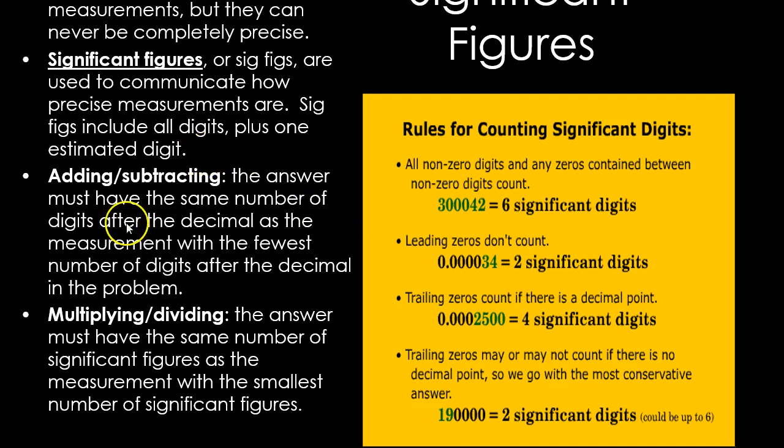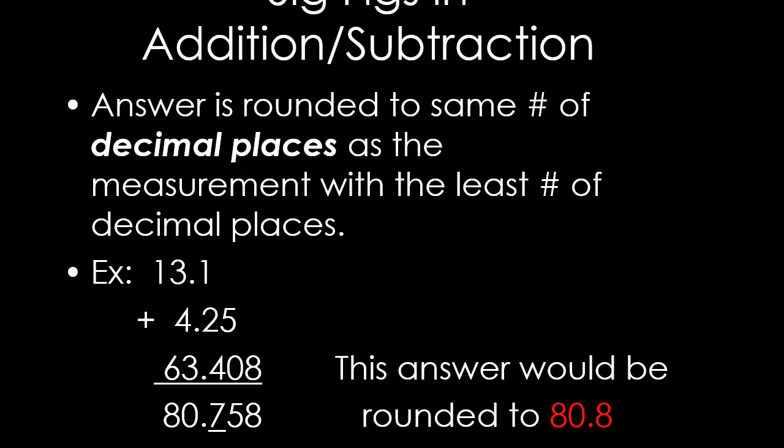So when we add or subtract significant digits, the answer must have the same number of digits after the decimal as the measurement with the fewest number of digits after the decimal in the problem. So we'll do an example on the next slide. Multiplying and dividing is the same rule. So let's look at significant figures in addition and subtraction.